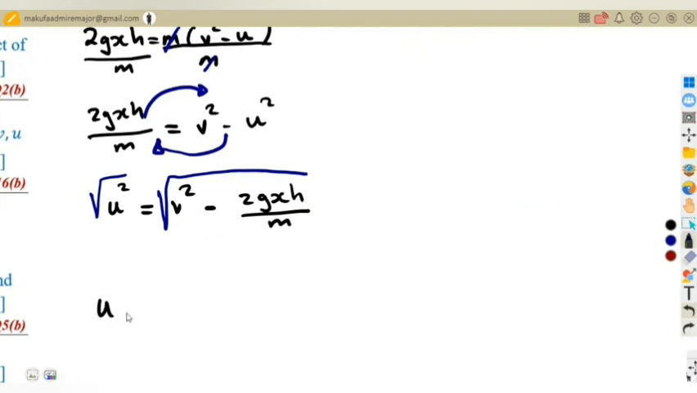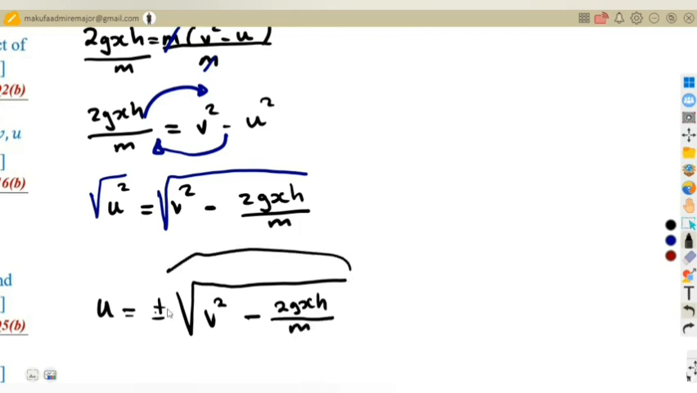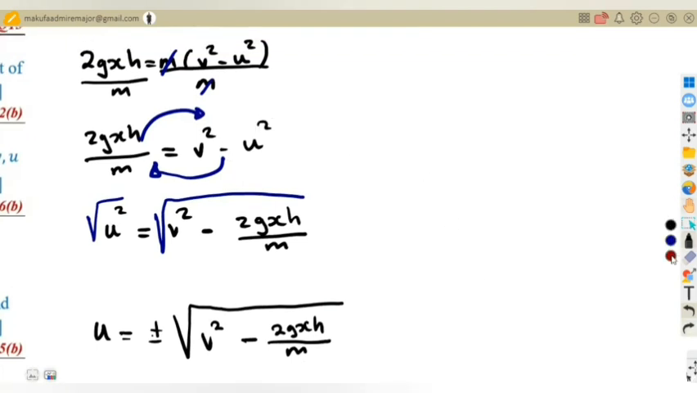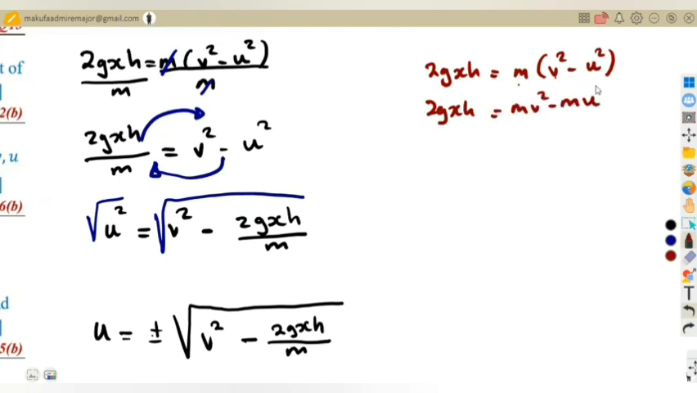So it means our u is just going to be plus or minus the square root of whatever part that we have here, which is v squared minus 2gxh, everything over m, everything covered by the square root. That is how we could have calculated this, or we could have, like I said, expanded our brackets at this stage here, where we are given 2gxh is equal to m into v squared minus u squared. We could have expanded our brackets by m, which is going to be mv squared minus mu squared.